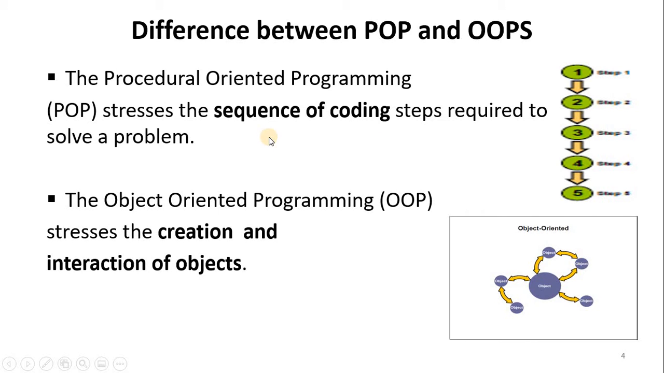Now I would like to give a differentiation between procedural language programming and the object-oriented programming system. So what is procedural oriented programming? Procedural oriented programming is actually a sequence of coding. The program will be executed line by line, one after another, as shown in the figure. For example, step 1, 2, 3 up to 5. So step by step execution will be happening. This is the old or traditional programming model.